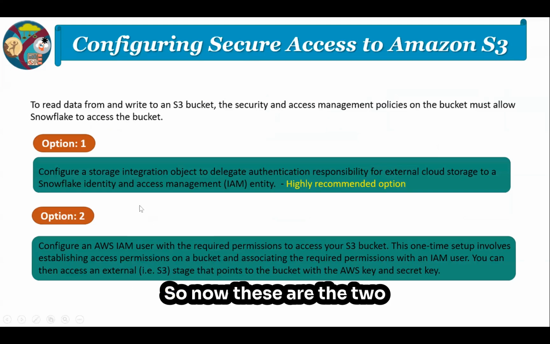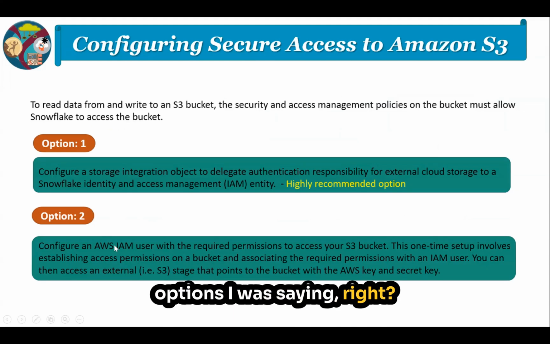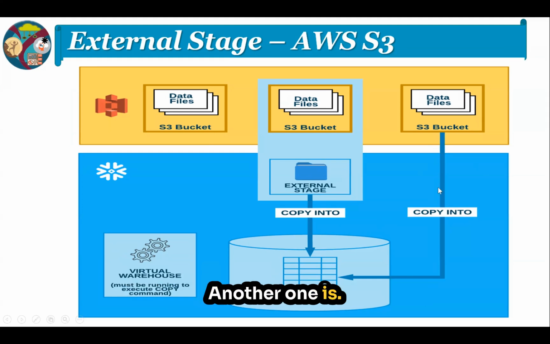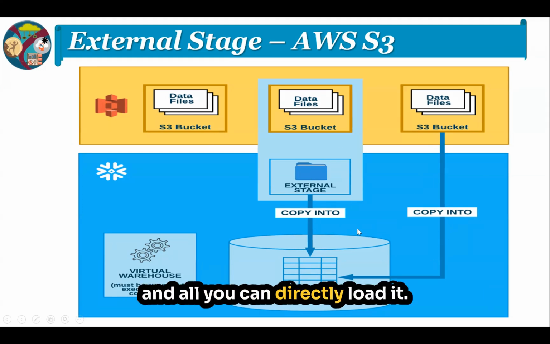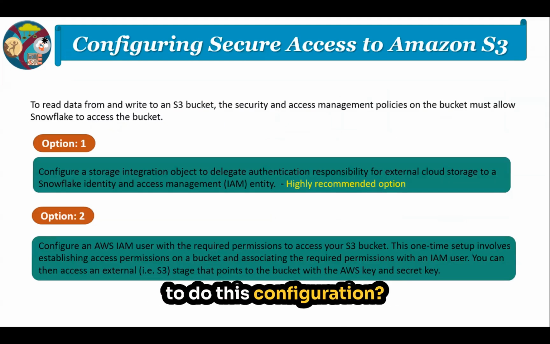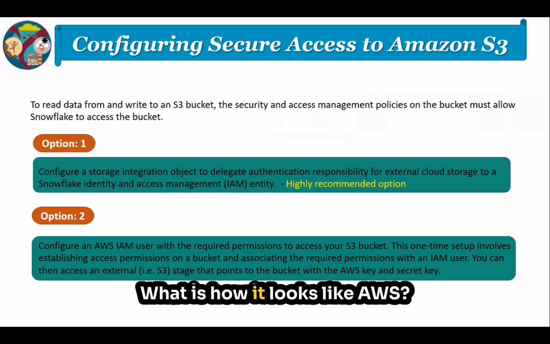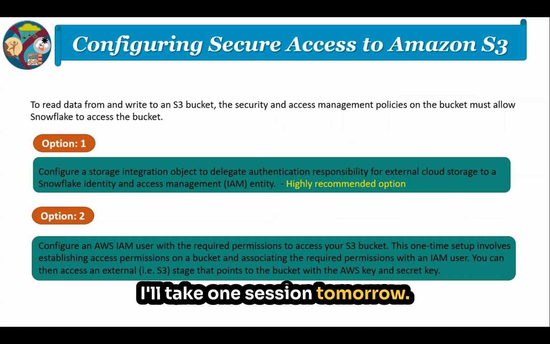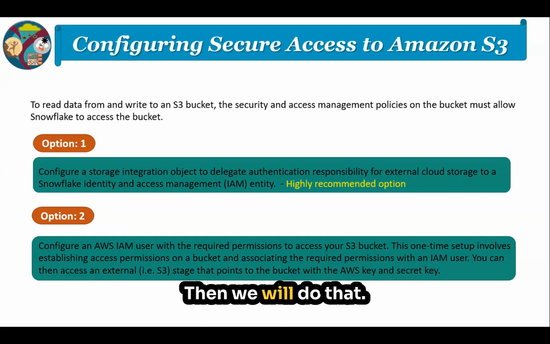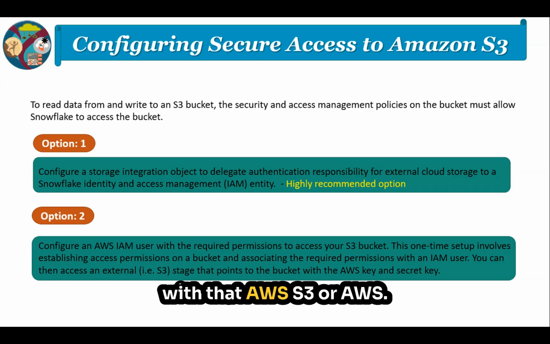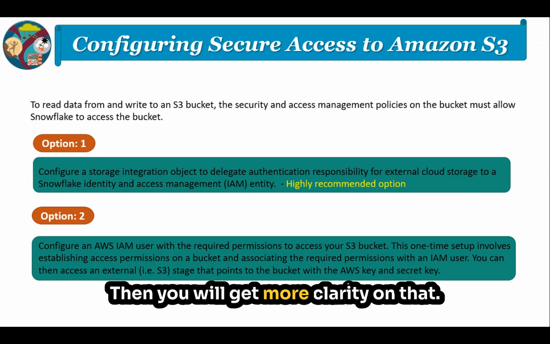Now these are the two options I was saying. One is you can directly create an external stage and load it, or the other is, without having this external stage, you can directly load it. So these are the two options. What do we mean by this configuration? What is an IAM role? What does it look like in AWS? I'll take a separate session on all of this tomorrow. We'll create an AWS account and the S3 bucket. I'll walk through the web UI and make you familiar with the AWS S3 portal. Then you'll get more clarity on that.